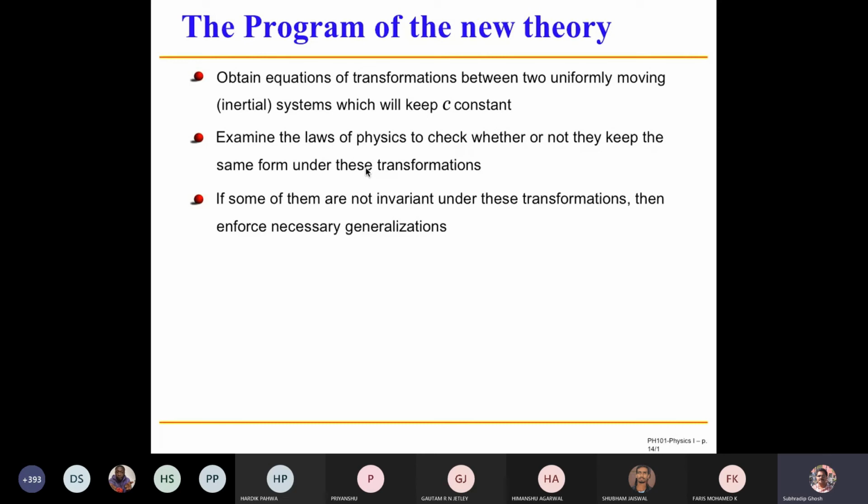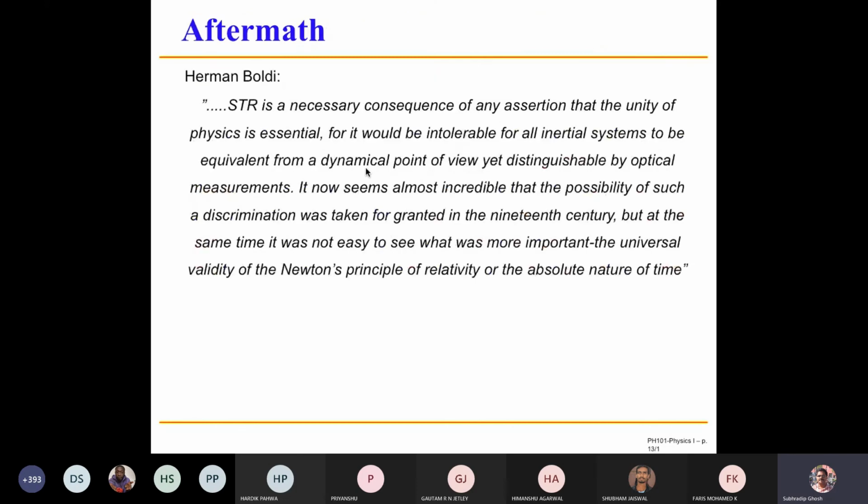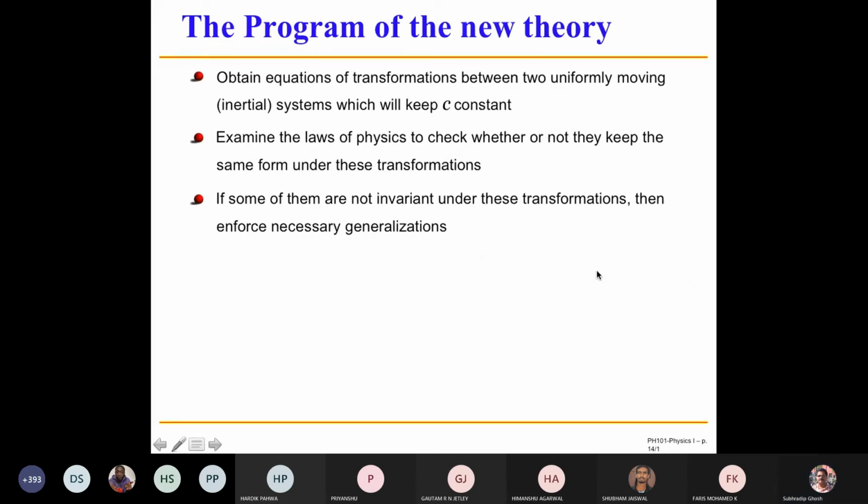Okay, if you do not have any quick question, then let me go ahead. Before proposing the program of the new theory, I will first introduce a new concept. And that is what Hermann Bondi was actually mentioning about the absolute nature of time. And this is what had intrigued Einstein, and he started looking into it very carefully. Any question?